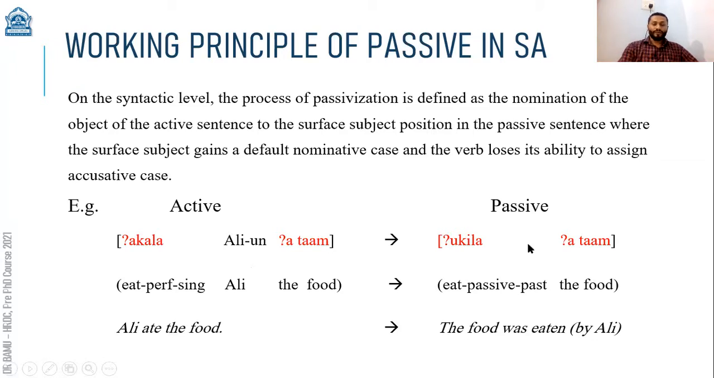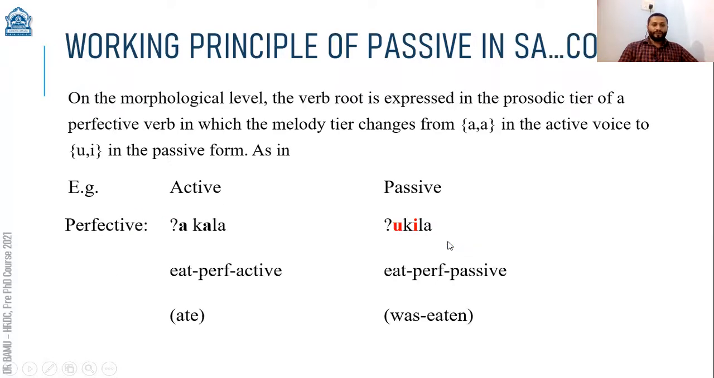However, there is also a change on the morphological level in the verb itself. Akala becomes ukila. So if we look on the morphological level, we find that akala has changed into ukila. Some sounds, some vowels have changed when we changed the verb into a passive. So the a becomes u, and the second a becomes i. Akala becomes ukila, which means literally in English, ate was eaten.